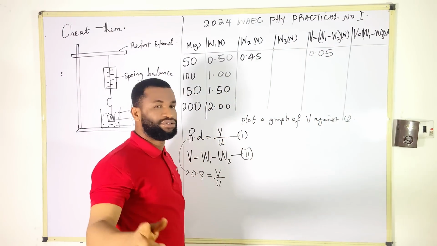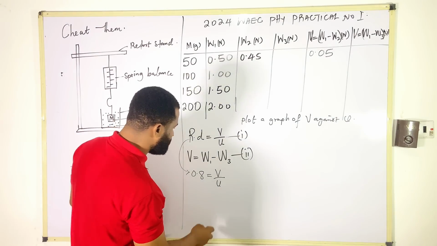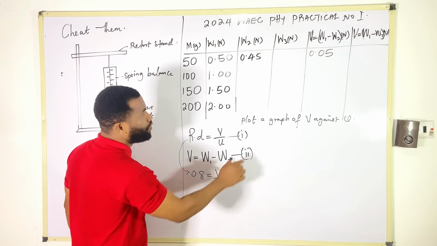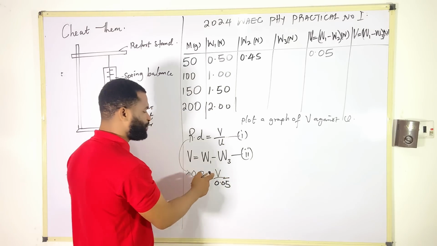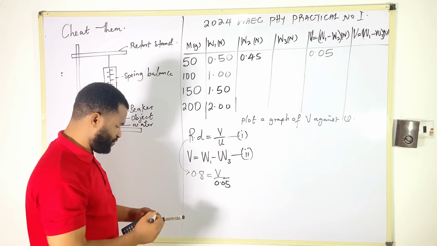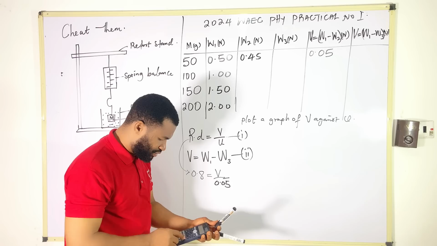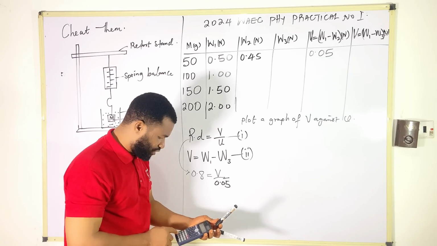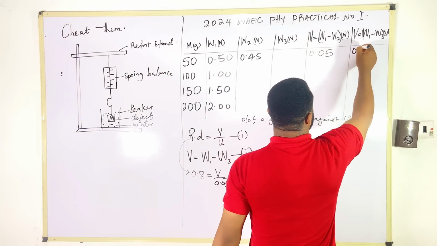The next thing you should do is go back to this formula right now. In place of this U, put 0.05 and find the value of V. So use your calculator, 0.8 times 0.05. That V is, you write 0.04.